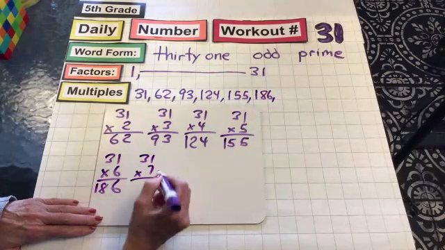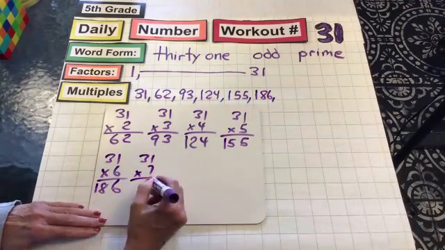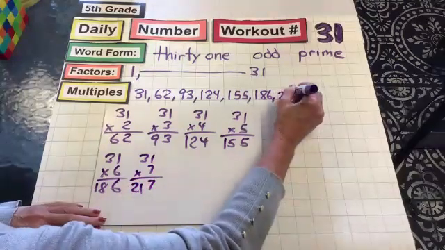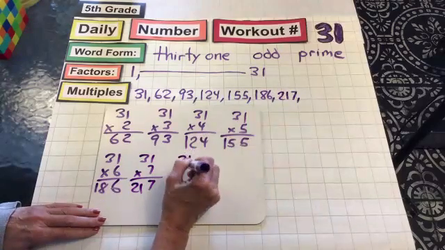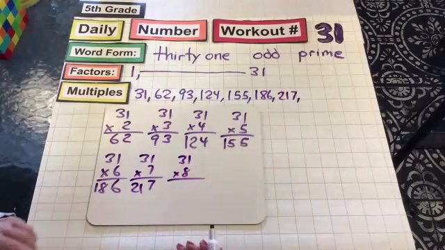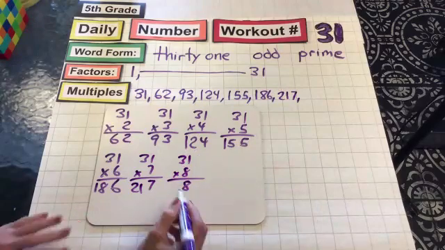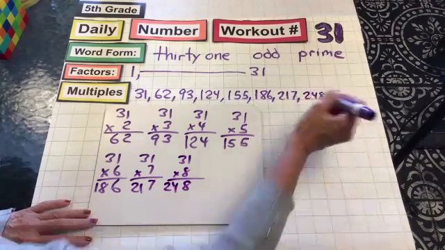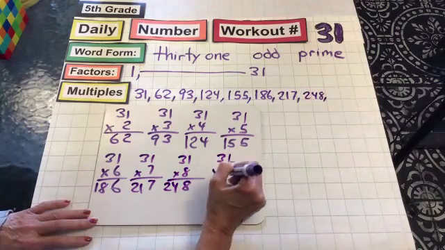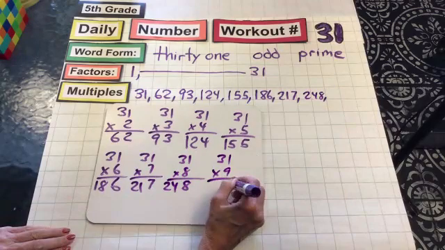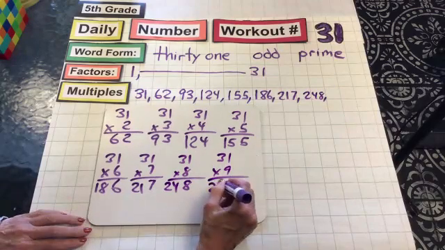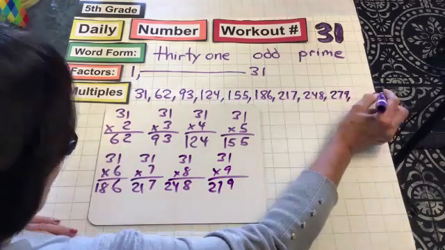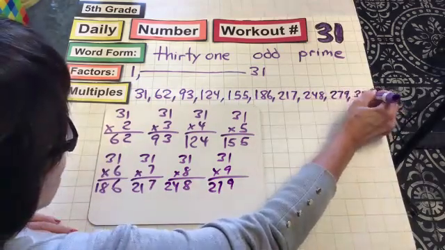31 times 7. 7 31s. 7 times 1 is 7. 7 times 3 is 21. 217. 31 times 8. 8 times 1 is 8. 8 times 3 is 24. 248. 31 times 9. 9 times 1 is 9. 9 times 3 is 27. 279. And then 10 times 31 is 31 with a 0.